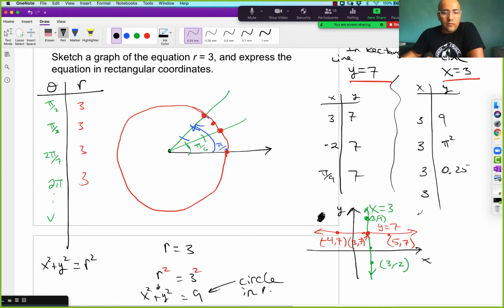Circle in rectangular. We transformed it into x and y, which is rectangular, and we see that there's a circle centered at the origin with radius 3. Centered at 0, 0 with radius 3, right? And that's what we're getting in polar. So a circle in polar is just r equals to 3. Good. Any questions? A circle in polar.